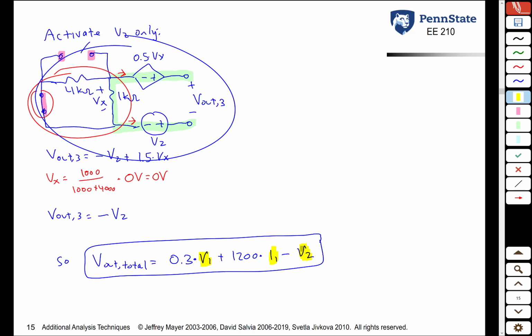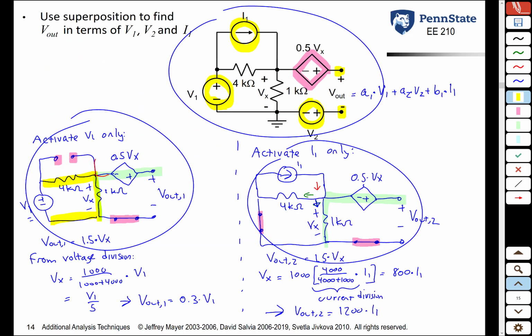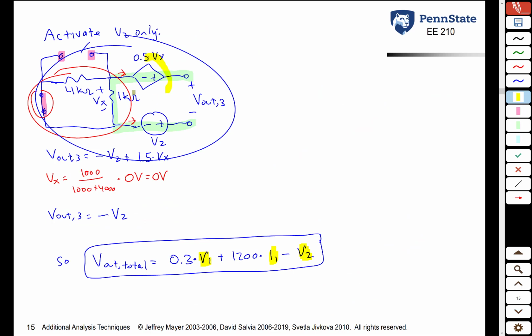And the one thing you want to remember here is when you have dependent sources, you do not deactivate the dependent source. Notice it shows up here still, it shows up here, and it shows up here. You only deactivate the independent sources.